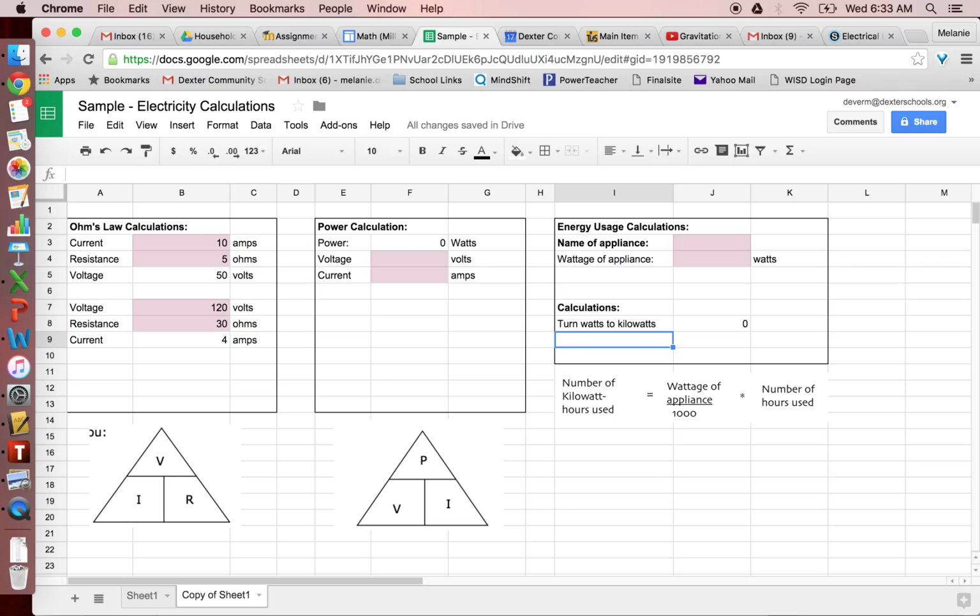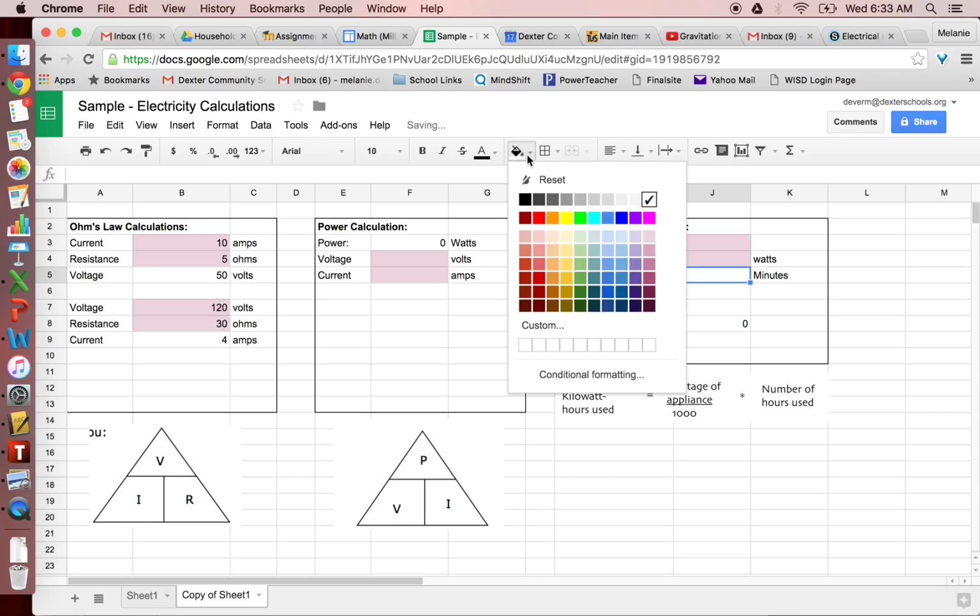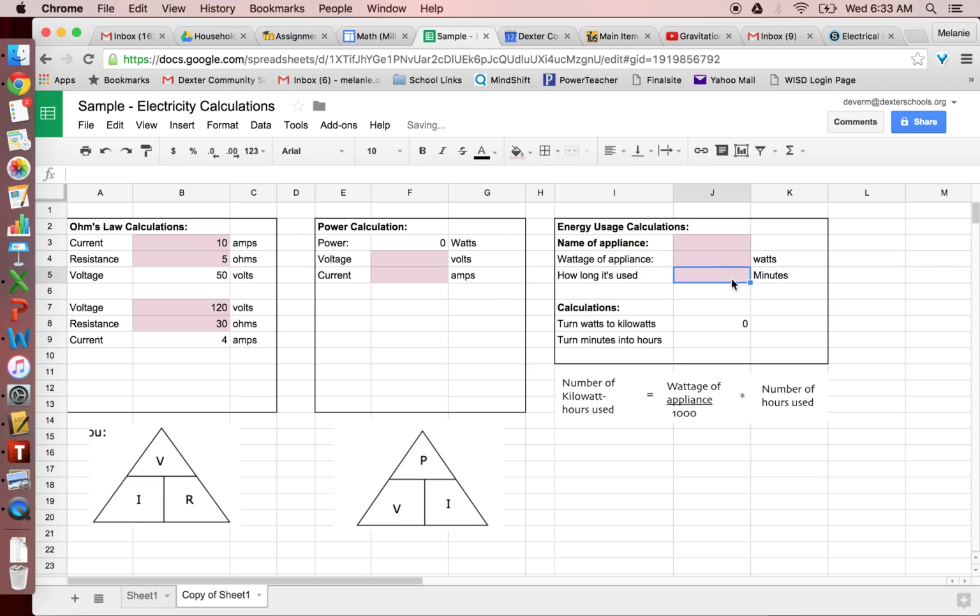Next, I need to turn minutes into hours. So up here, I may record how long the appliance is used in minutes. So for example, a microwave, if you're heating up your lunch, you might use it for 3 minutes. And oftentimes we know how long something is used in minutes. But in my calculation to find kilowatt hours, I need to turn that minutes into hours. So to turn minutes into hours, you take the number of minutes, and we've got a box here for that, and divide it by 60. Turning minutes into hours is always dividing by 60, so there's that calculation.